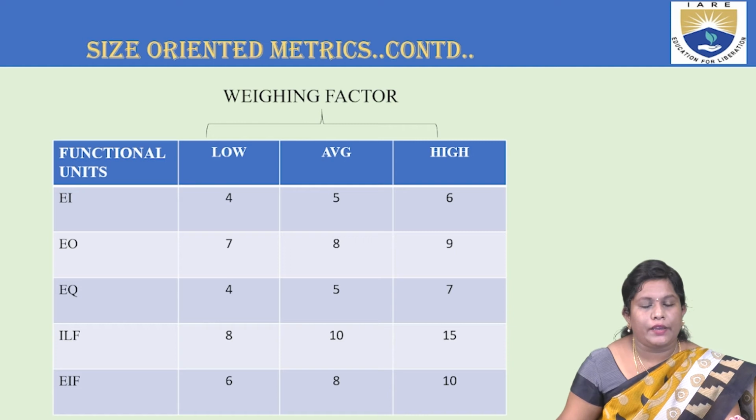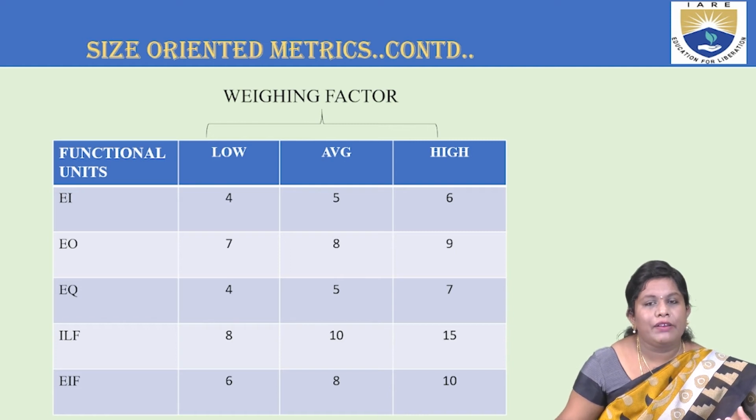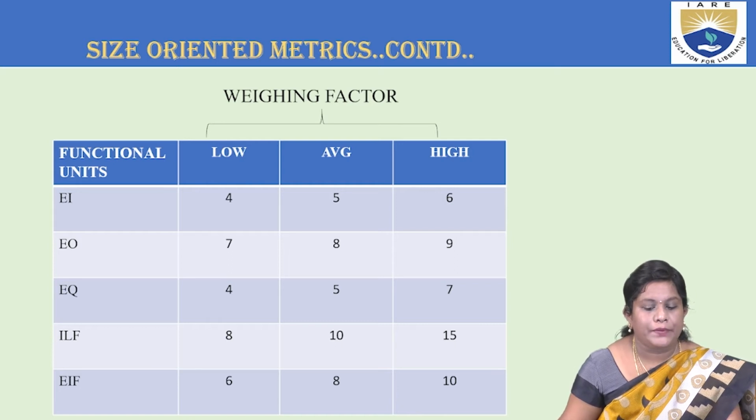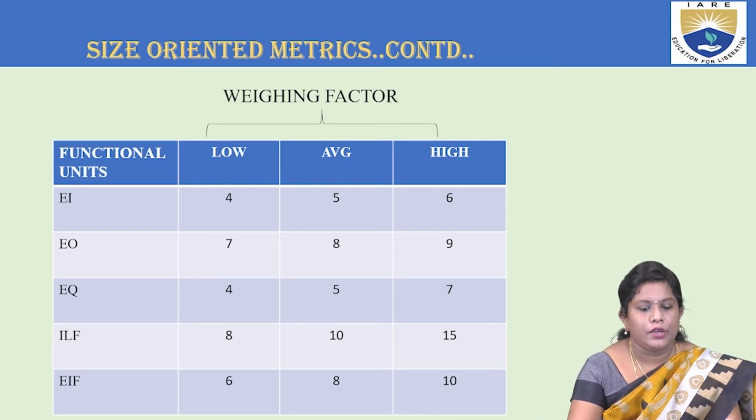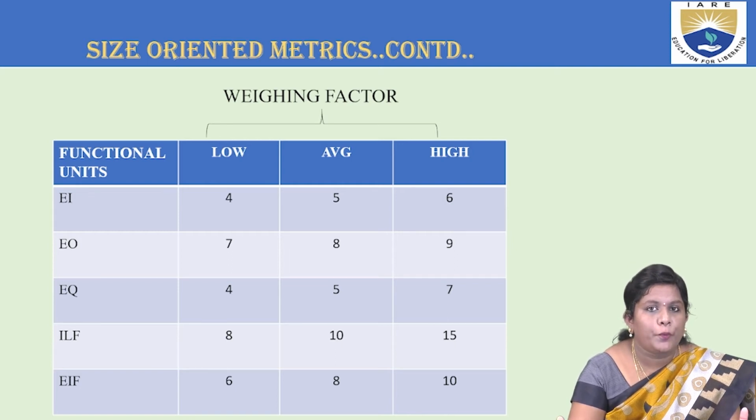That is, EI or external input is having a value of 4. When you say EI is 4, it is termed to be at a lower level. Its weighting factor is low. And when you say 5, it's at an average level. And if it's at 6, it is high. So these low, average and high are considered to be the weighting factors, which will help us to calculate the size of your program.